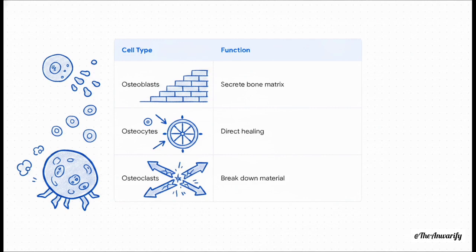First, we have the builders, the osteoblasts. These are progenitor cells that actively secrete the fresh bone matrix around themselves. Second, we have the directors, the osteocytes, which are the mature bone cells that manage the tissue. And finally, the demolition crew, the osteoclasts, which perform the vital, continuous job of breaking down old composite material in your bones so it can be recycled and rebuilt.